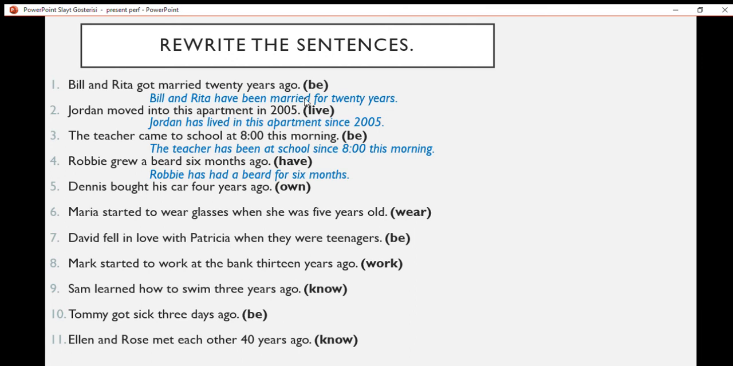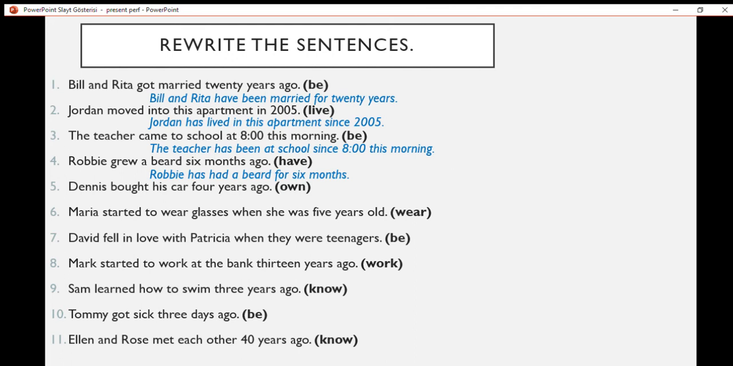Look, be, live, be, have, own, wear, be, work, know, be, know. So here we are asked to use these verbs. Have. Remember present perfect? So the third form? So we say have, had, had. And because this is present perfect tense, we need to use have, has. And it's Robbie, so we use has because it's he or she, a person. So Robbie has. And the third form of the verb, what's the verb? Have. Robbie has had a beard for 6 months.